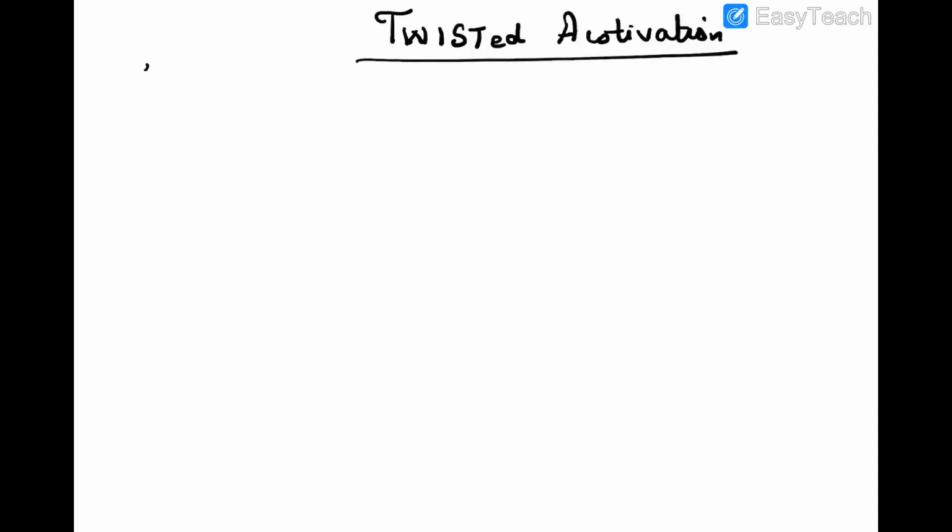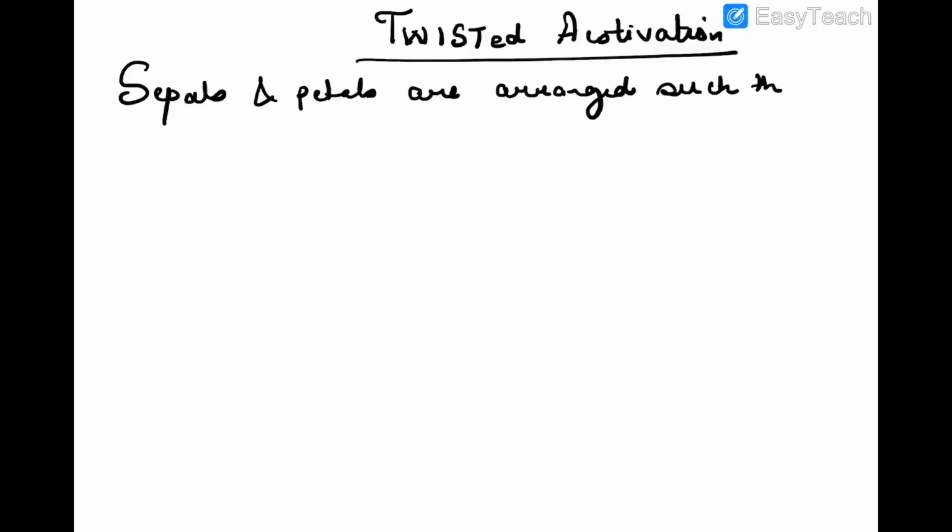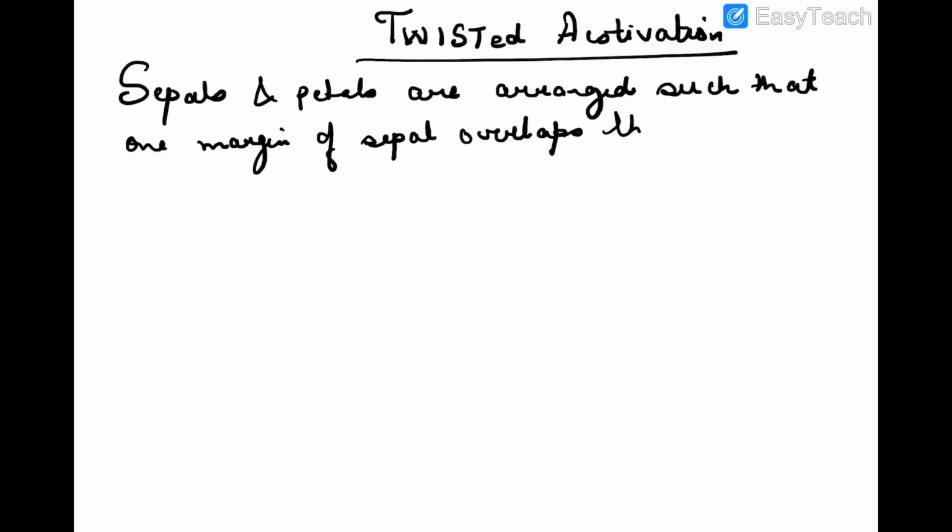Now let us talk about the second type of estivation, which is twisted estivation. In twisted estivation, sepals and petals are arranged such that one margin of sepal overlaps the next one and so on.